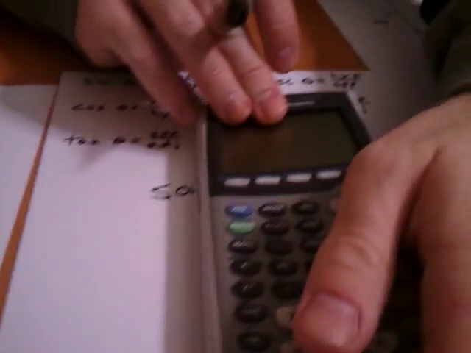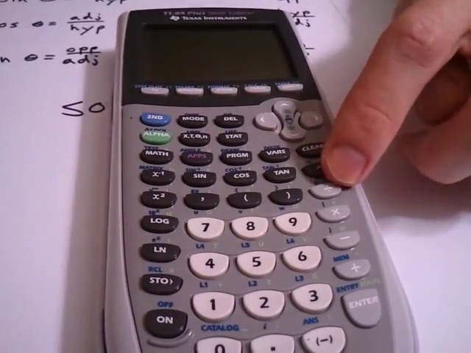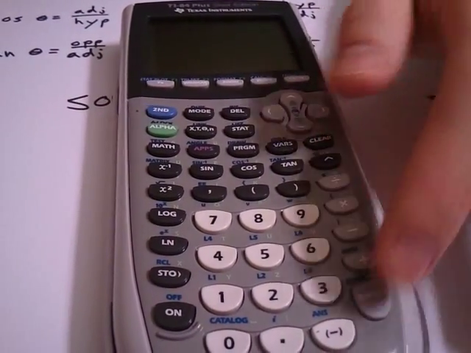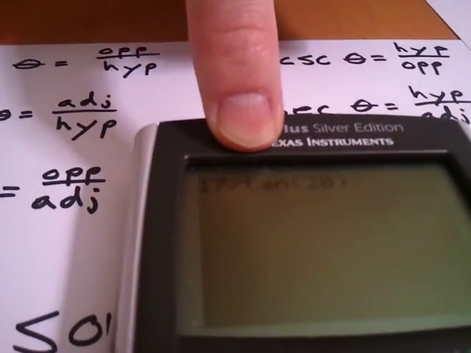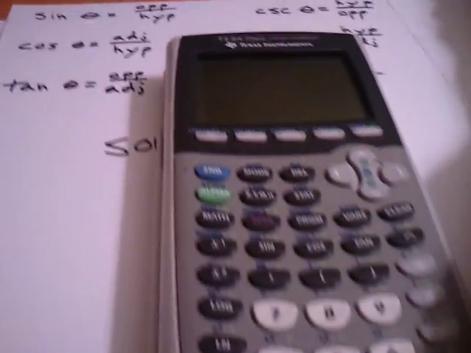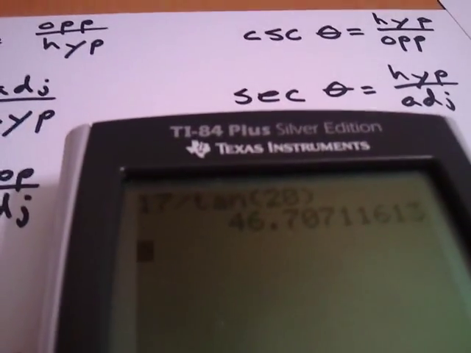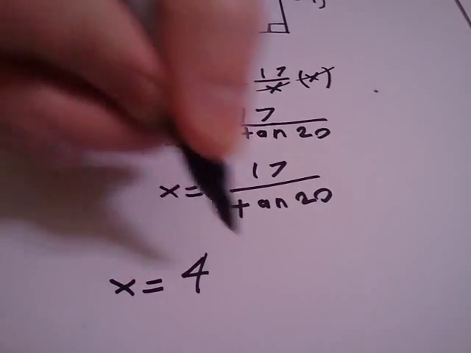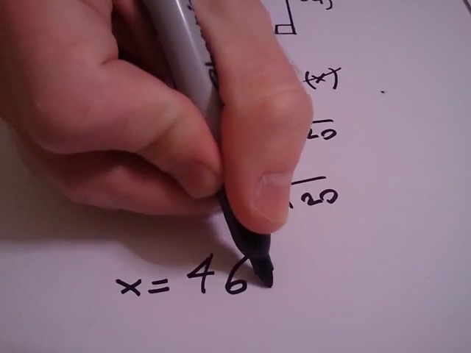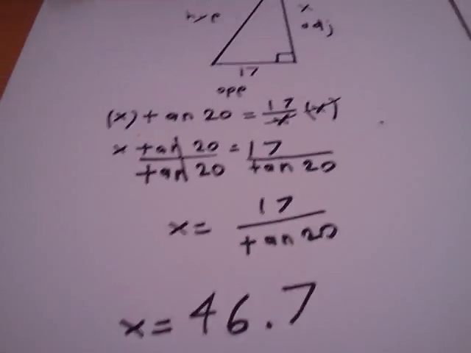Put that into your calculator. 17 divided by your tangent of 20. Notice also we're not doing inverse tangent now. This is just regular tangent. Okay, we don't need to use inverse tangent here. Put that in, and we get 46.7. X equals 46.7. That's it. That's the length of our side.